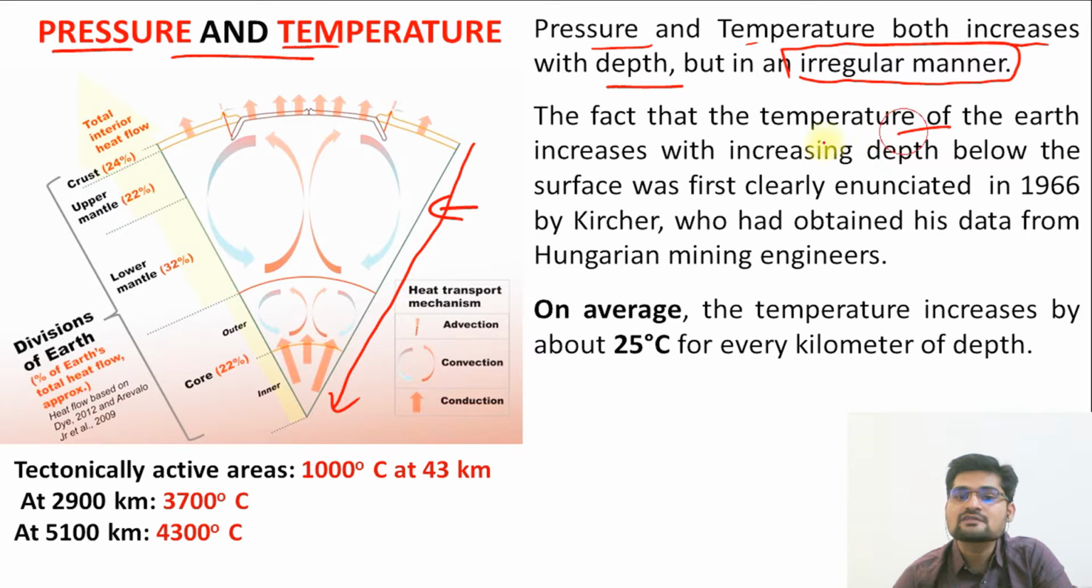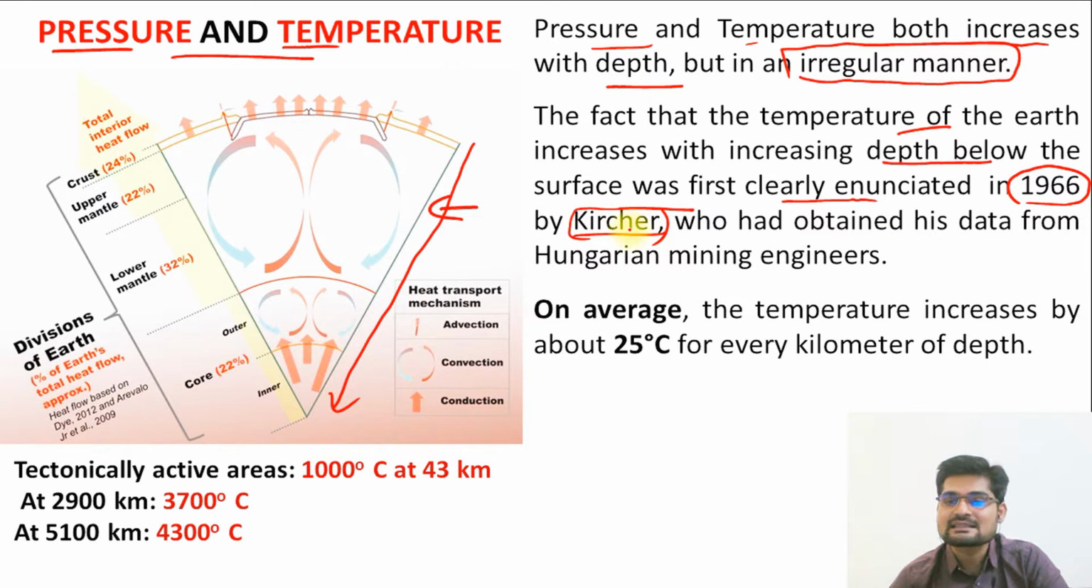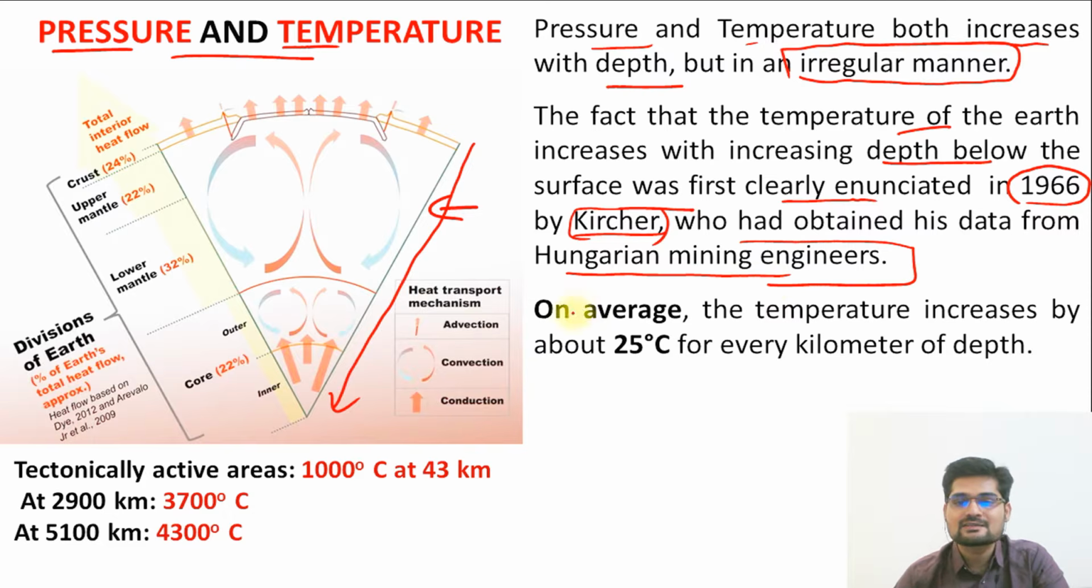The fact that the temperature of the earth increases with increasing depth below the surface was first clearly enunciated in 1966 by the scientist Kircher. So Kircher, for the first time in 1966, when he was studying the interior structure, talked about the temperature actually increasing as we go deep inside the earth. He obtained this data from the mining activities in Hungary. So that is important. What we find is, on an average, the temperature increases by about 25 degrees C for every kilometer of depth.